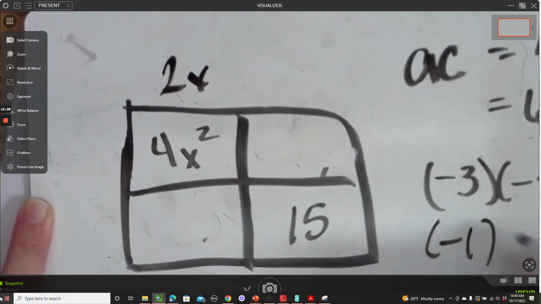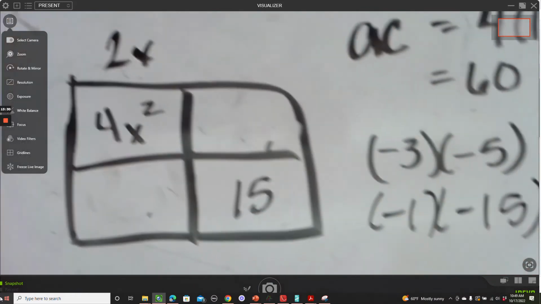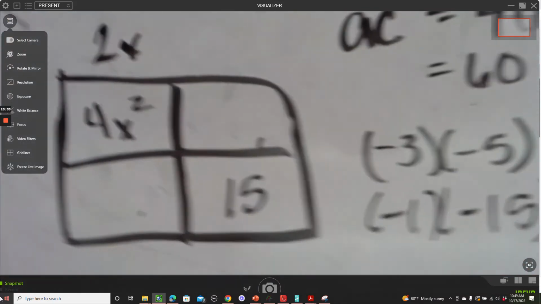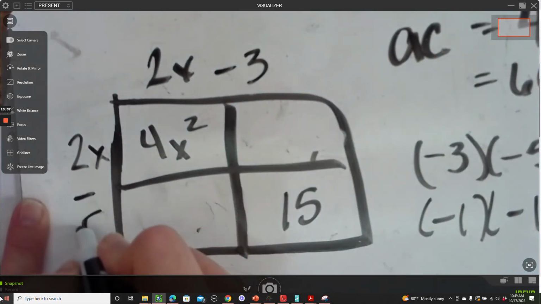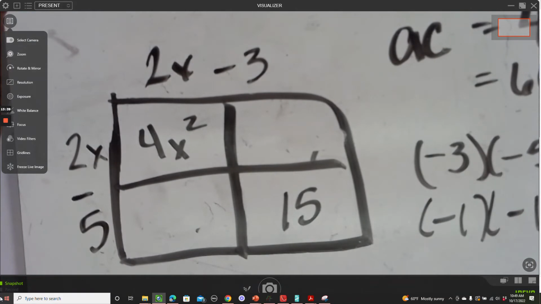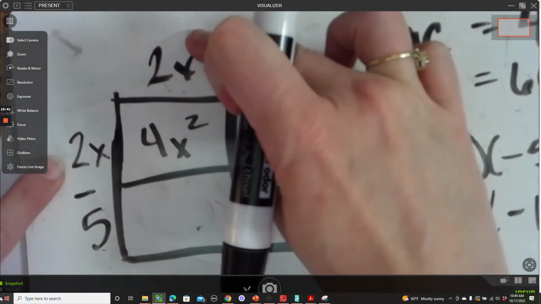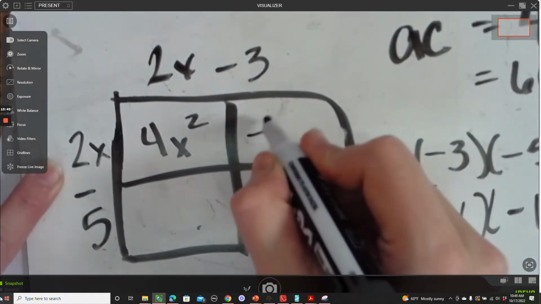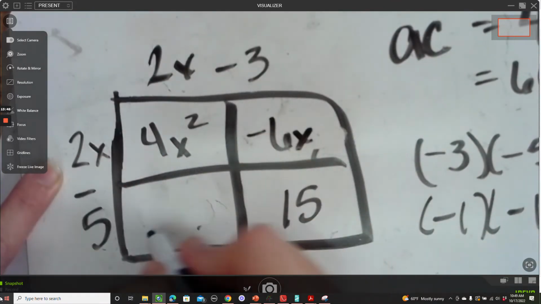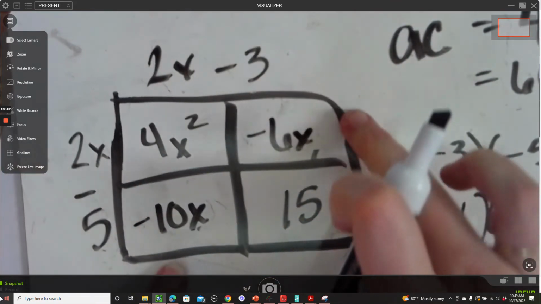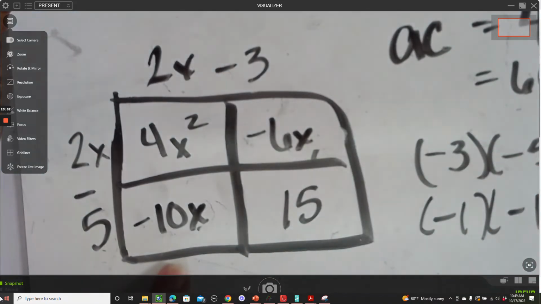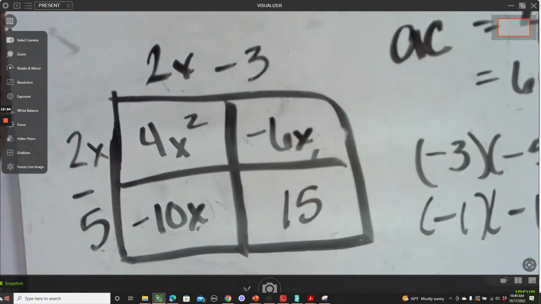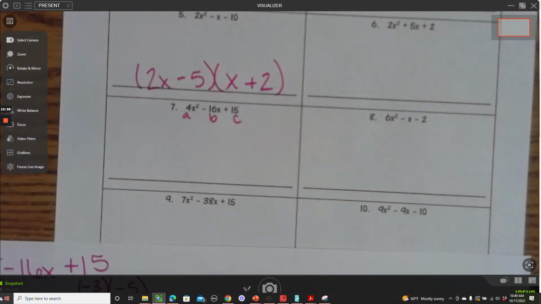You could do negative 1 times negative 15. Those are other factors that you could do. But all right, negative 3, negative 5. And it doesn't matter now where they go because these are the same. So 2x times negative 3 is negative 6x. 2x times negative 5 is negative 10x. Negative 10x and negative 6x is negative 16. And that's what I need, right? So these are my factors, 2x minus 3 and 2x minus 5.